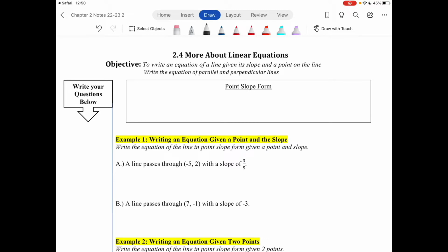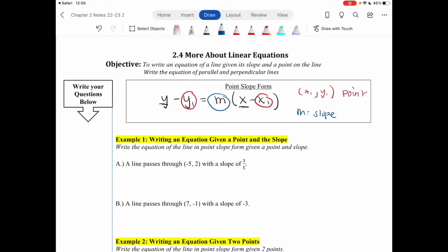So in the last lesson, we talked about slope-intercept form, y equals mx plus b. Now we have a new form, which is point-slope form, and it says y minus y1 is equal to m, the slope, times x minus x1. And here, both the y and the x are going to stay as variables. But y1 and x1 is going to be the point that we are given. And our m is the slope of the line.